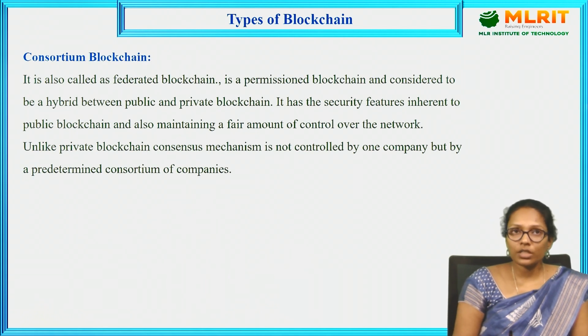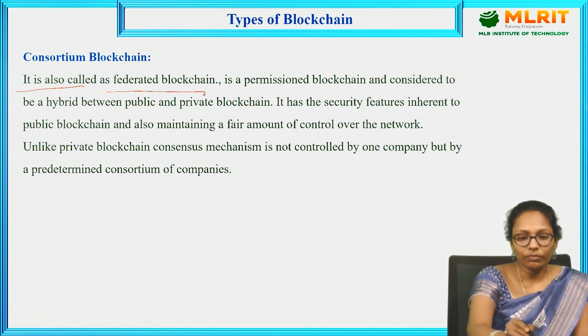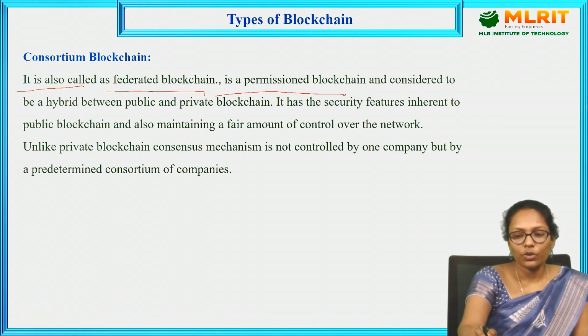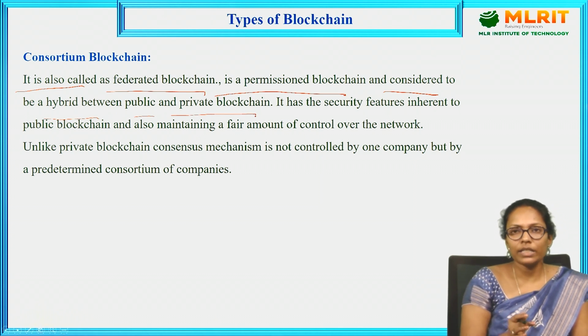And coming to the third type of blockchain, the consortium blockchain. It is also called a federated blockchain. It is a permissioned blockchain and is considered a hybrid between public and private blockchain. Hybrid in the sense that some of the features we are taking from the public blockchain and some of the features we are taking from the private blockchain.